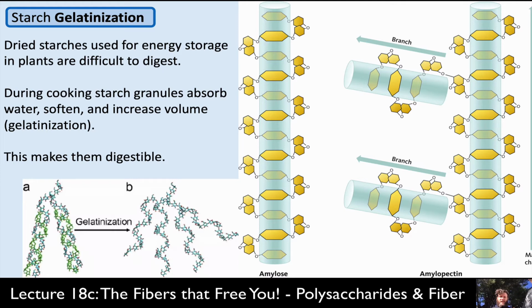When you boil it or cook the starch somehow, the water gets in there and it opens up that structure, softens it, and increases the volume. This is what we call gelatinization, and this is what, for example, happens when you make fruit preserves. The sugar that's in the fruit gelatinizes and makes the jelly that you're probably familiar with. This enables those sugars to be much more digestible.